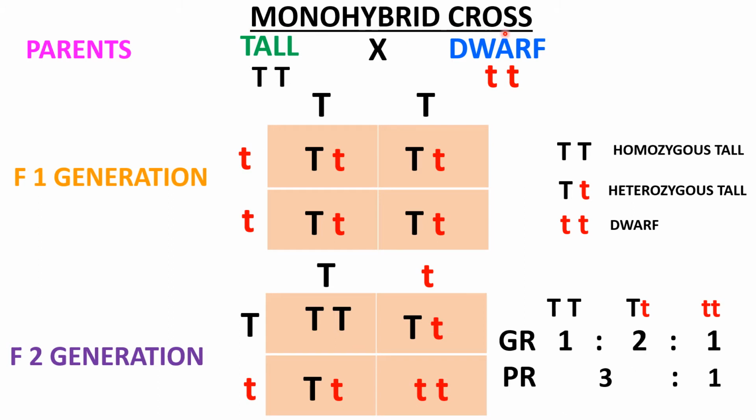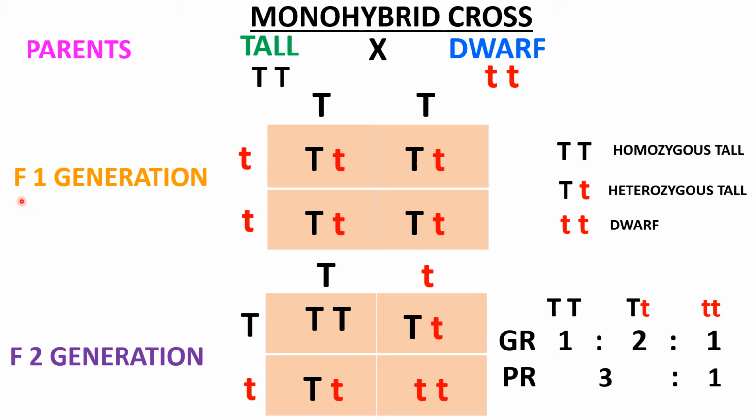Monohybrid cross is a type of cross done between two different types of parents that differ in height, tall and dwarf or short. Let us consider here the male as tall and the female as dwarf or short. The genotype for tallness is capital T capital T, and the genotype for shortness is small t small t. So the male produces gametes of capital T and capital T, and the female produces gametes of small t and small t.